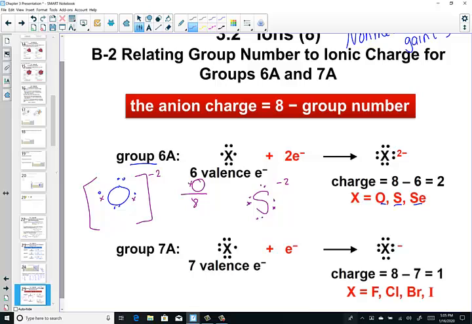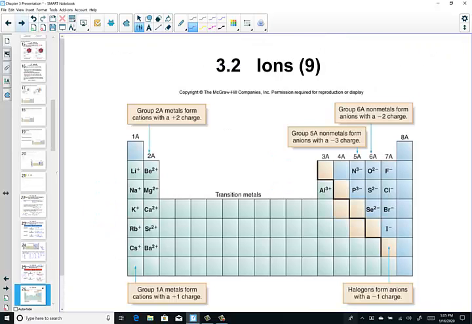And of course then the halogens, group 7A. Any halogen such as fluorine, chlorine, bromine, or iodine starts with 7 electrons. It has room to take 1 more in. You'll notice that it has a -1 net charge. So thinking about fluoride, chloride, bromide, iodide, all -1s.